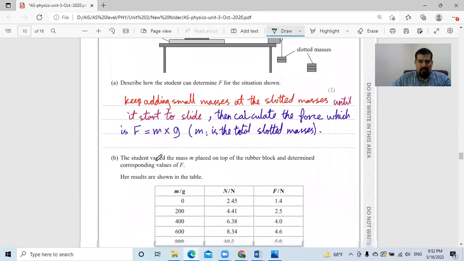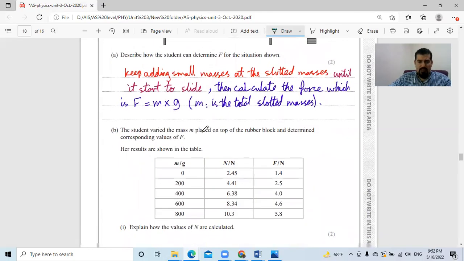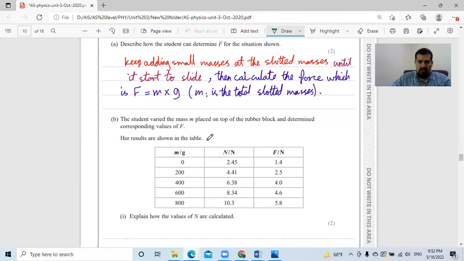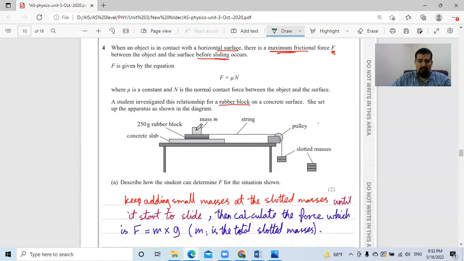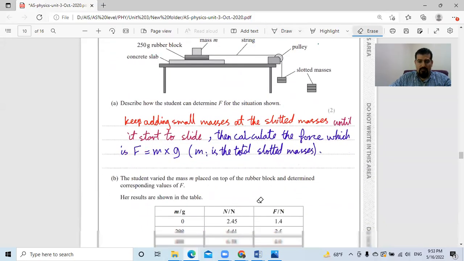Part B. A student varies the mass M placed on the top of the rubber block and determines the corresponding value of F. Her results are shown in the table. The masses are 0, 200, 400, 600, 800. She found the normal contact force by multiplying these values by the gravity acceleration, because we changed the mass here, but the rubber is still there.